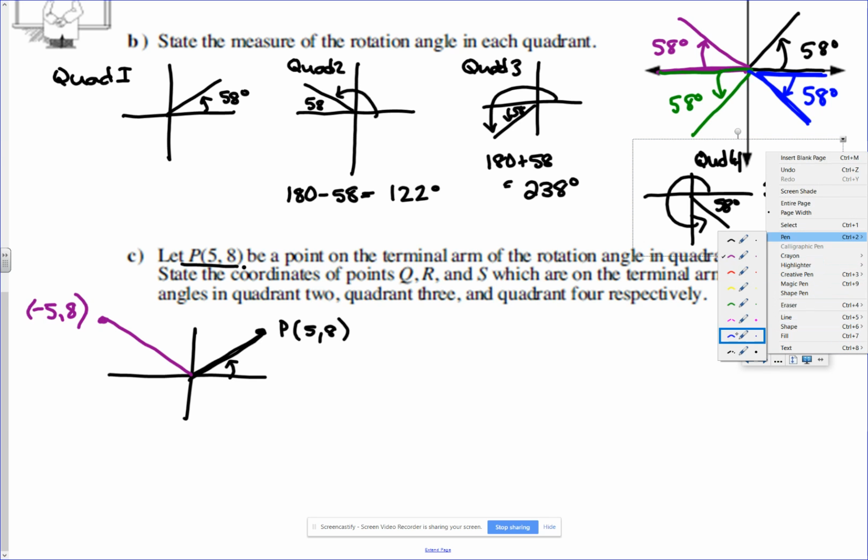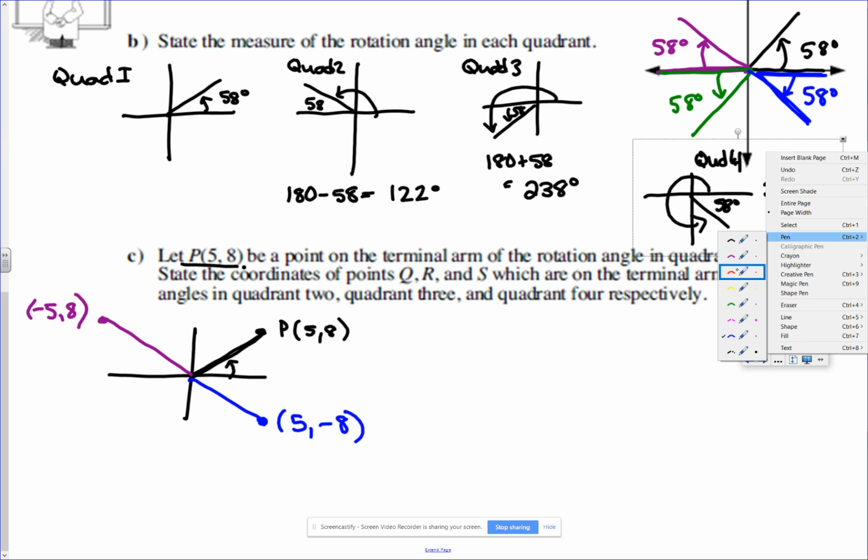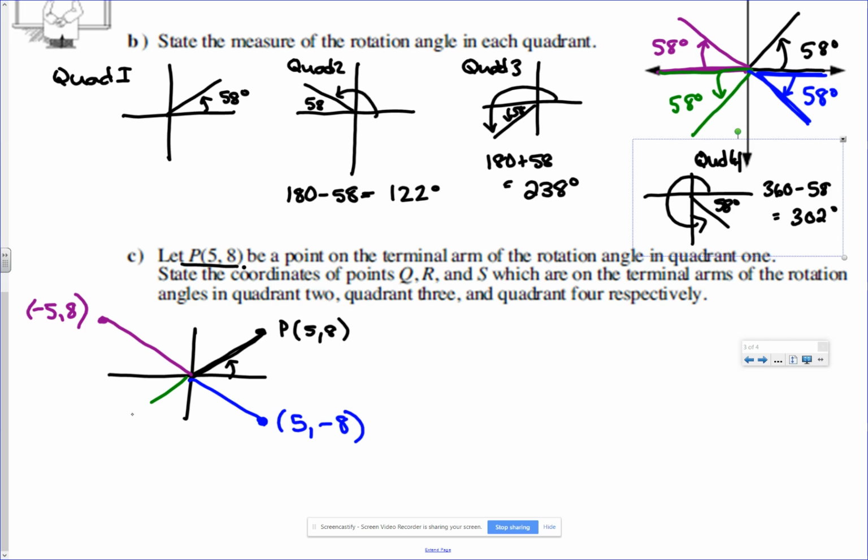If I reflected that angle onto the bottom here, which would again keep the same angle measurement because that's what a reflection does, it keeps it the same distance, that would make this point 5, -8. And then I'd have to reflect one more of them into this quadrant here. And again, because I'd be reflecting either this one or this one, it doesn't matter. It would give me the same answer, which is -5, -8. And that would give us our 4 reflections with the same reference angle in each quadrant.